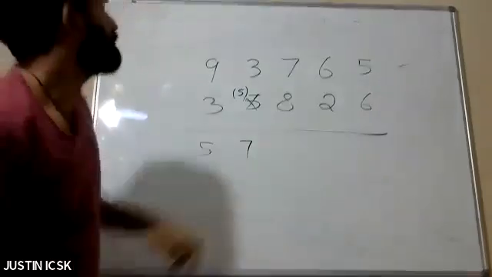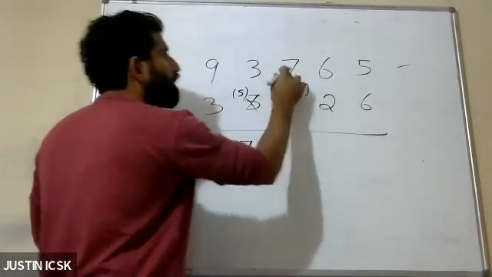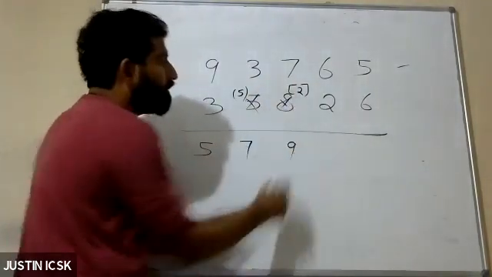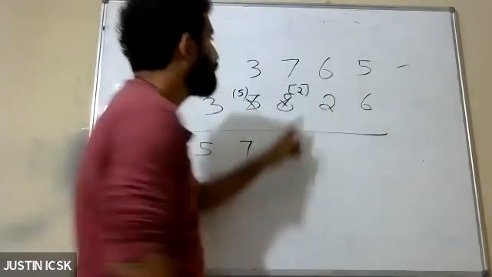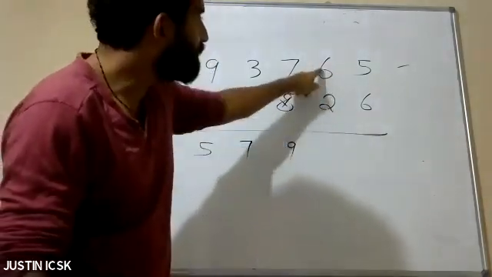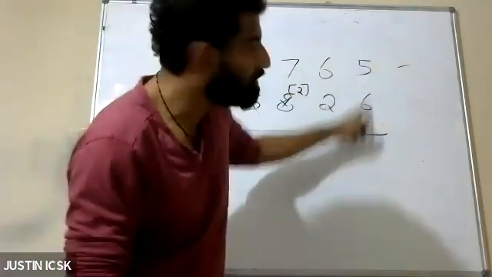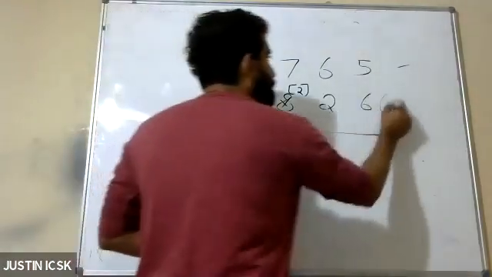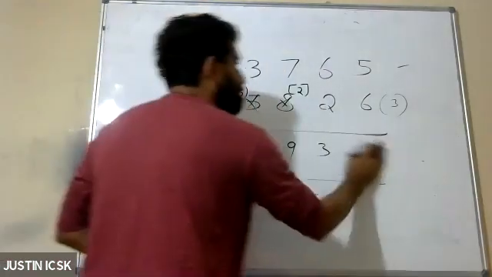Now the complement of 8 is 2. 7 plus 2 is 9. This is direct, so no problem, you can write 9. Now 6 minus 2 is 4, but this is indirect, so 3. Check that you are getting this answer.